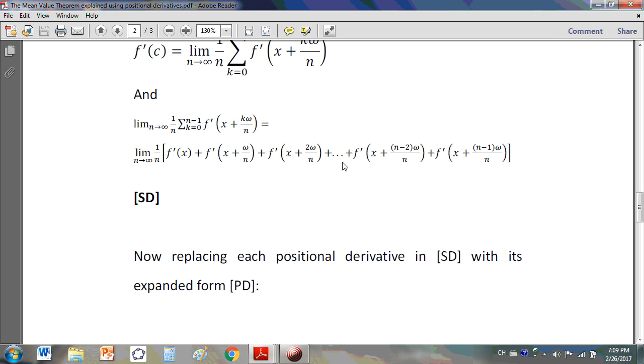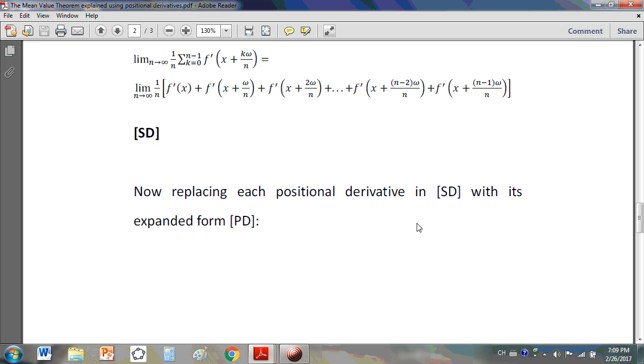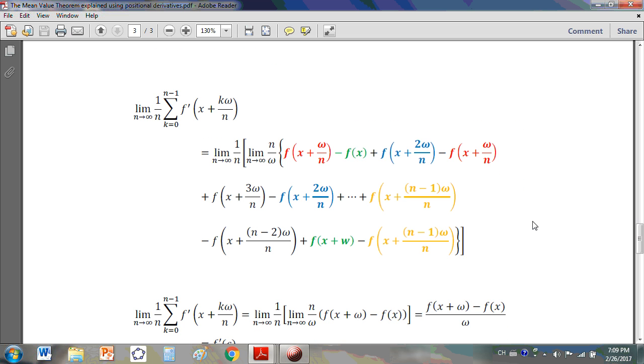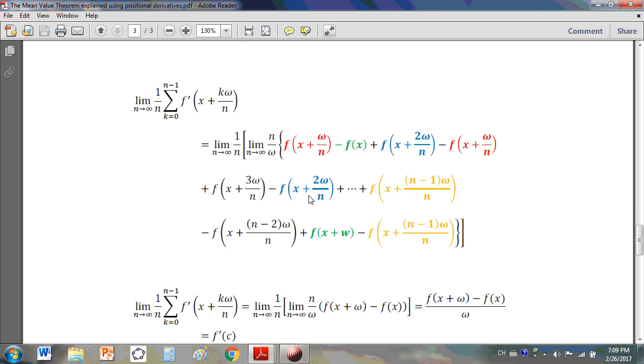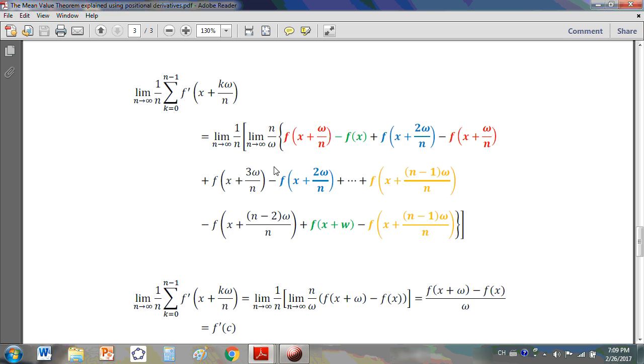You don't actually go through and add all these up. But you'll see that all the terms between the first and the last cancel out, as we'll see now. So over here we have the entire sum that we saw early on, and we replace each of these derivatives with the definition. All I've done here is take out w over n and put it in front of the bracket, and you'll see that everything between the first and the last terms cancels.